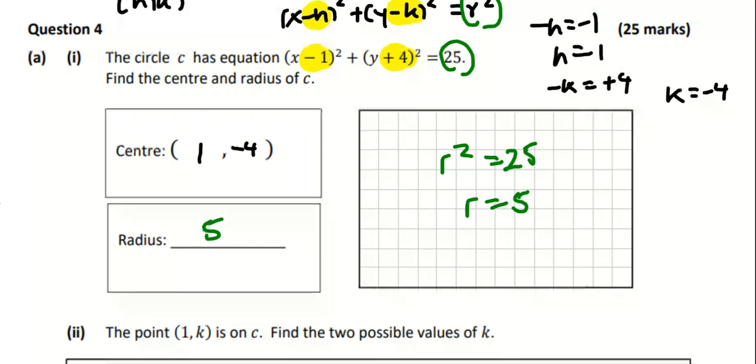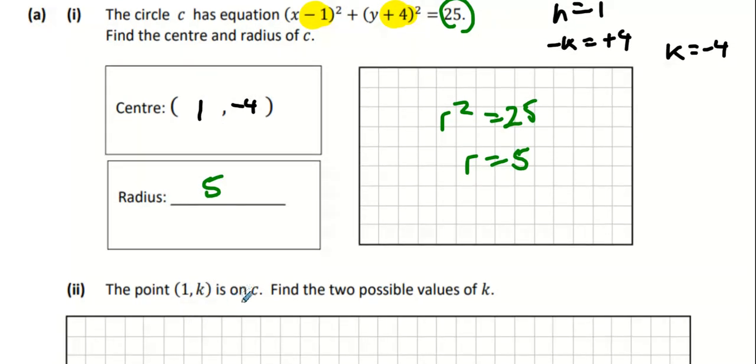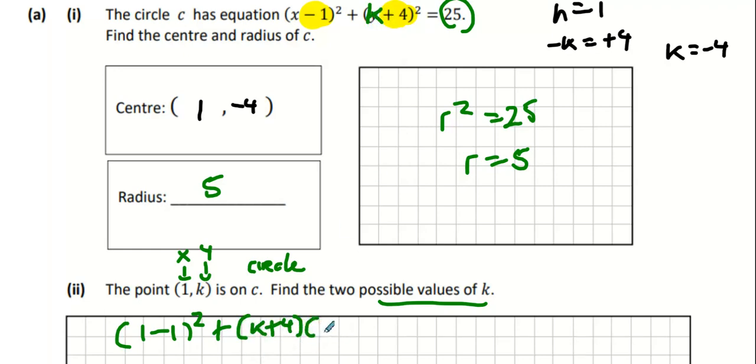Now, the point (1, k) is on C. The point (1, k) is on the circle. Find two possible values of k. No bother. This means when I replace x with 1 and y with k, it must cause the equation to balance. So it's going to be 1 minus 1 squared, because I'm replacing x with 1. And then I'm going to replace y with k, so I'm going to get k plus 4 squared. Now, k plus 4 squared means k plus 4 multiplied by another k plus 4. And that has to equal 25. It has to balance, okay?